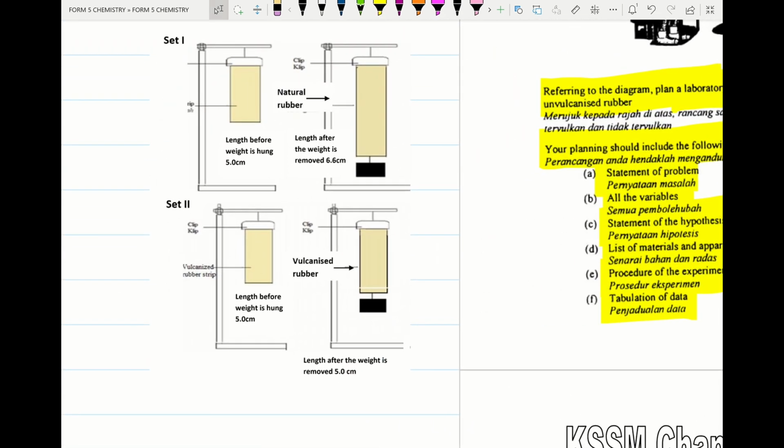For this experiment, we will take a retort stand. We will use a natural rubber strip with an initial length of 5 cm, or between 5 to 10 cm, and hang a weight of 50 gram to 100 gram, and we will measure the elasticity of this rubber strip. Next, we will repeat the experiment using vulcanized rubber.